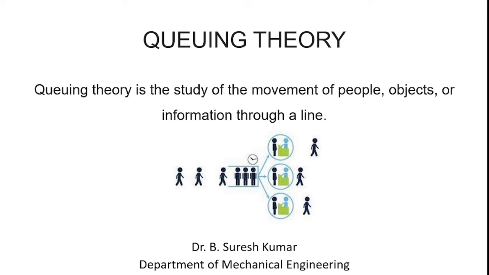Good day. Today we will discuss queuing theory model number 4. Before going into model number 4, we should be aware of what is meant by queuing theory. Queuing theory is the study of the movement of people, objects or information through a line.